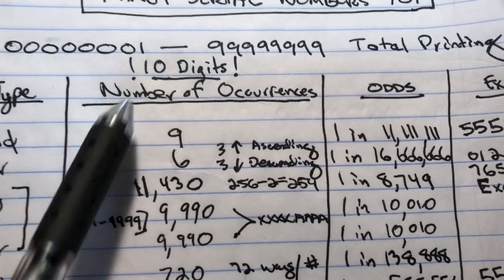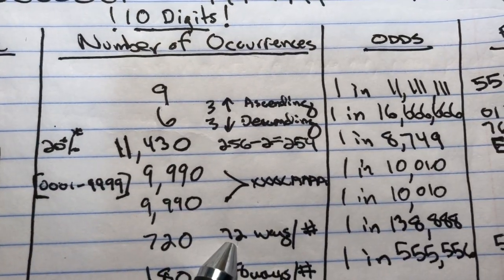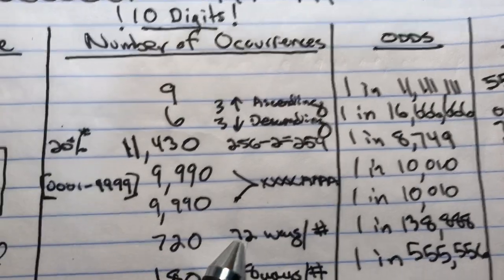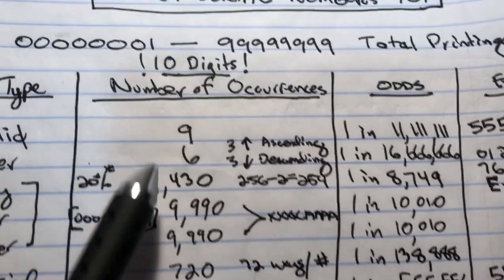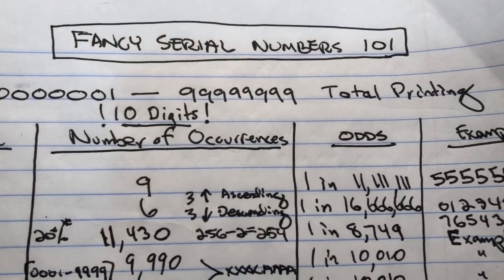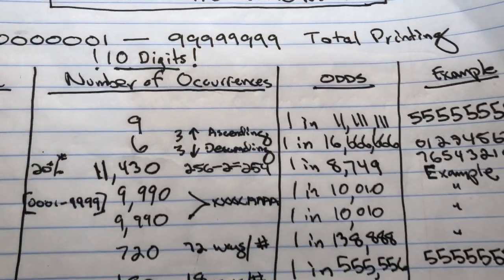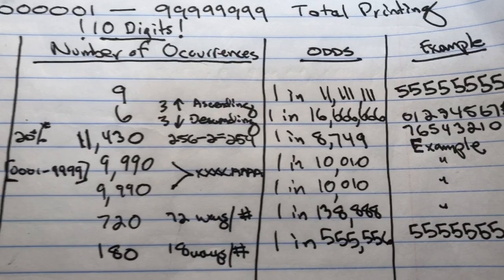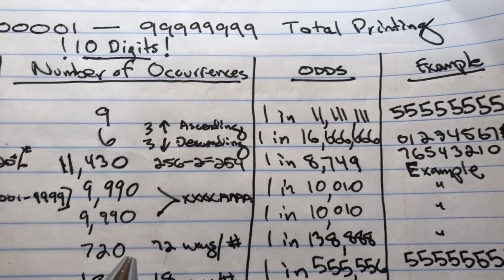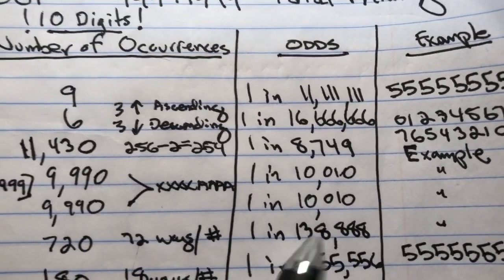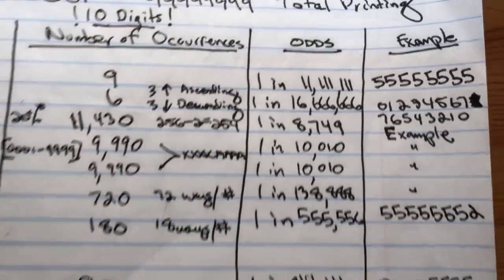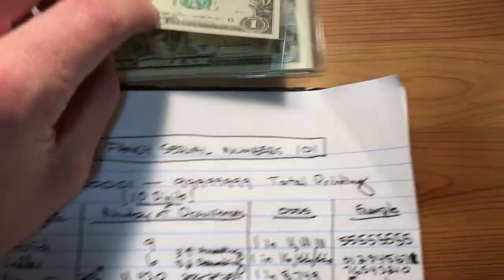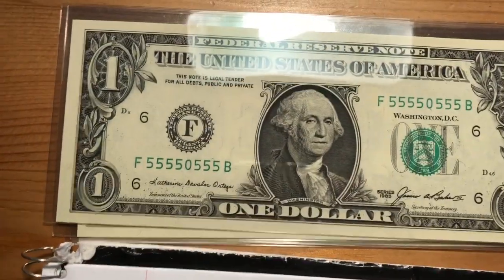But we know there's a total of 10 digits. And so there's 72 possible ways per each digit. So if you multiply 72 times 10, that gives you 720 occurrences that this happens within an 8-digit serial number if it's printed up to 1 million, or excuse me, 100 million. So again, divide the 99 million and change by 720, and that gives you 1 in 138,888.